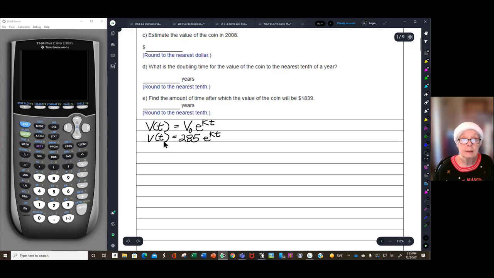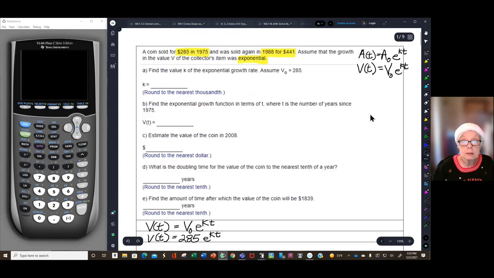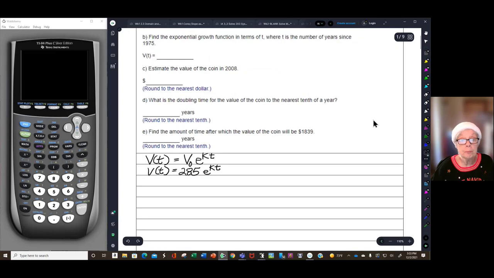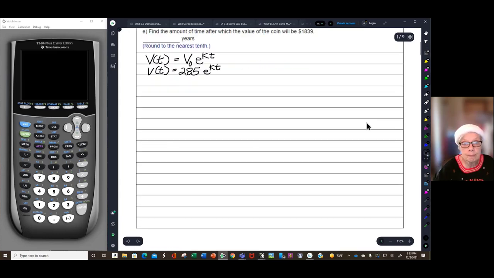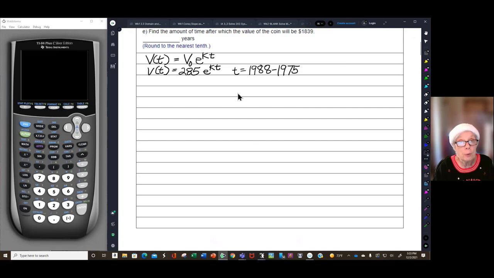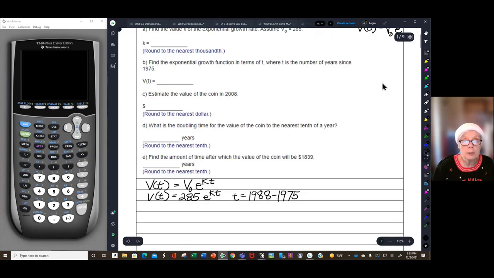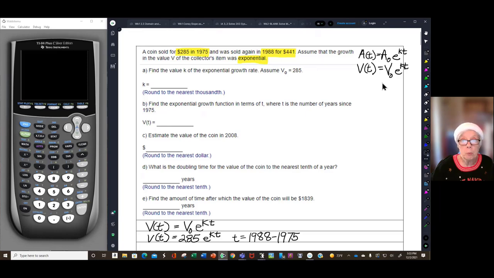We need more data. We have more data. We have the price in 1988. This is going to help us a great deal. Time is based on 1975. So 1988 minus 1975 will tell us how many years after 1975 the price was $441. Right, 441.